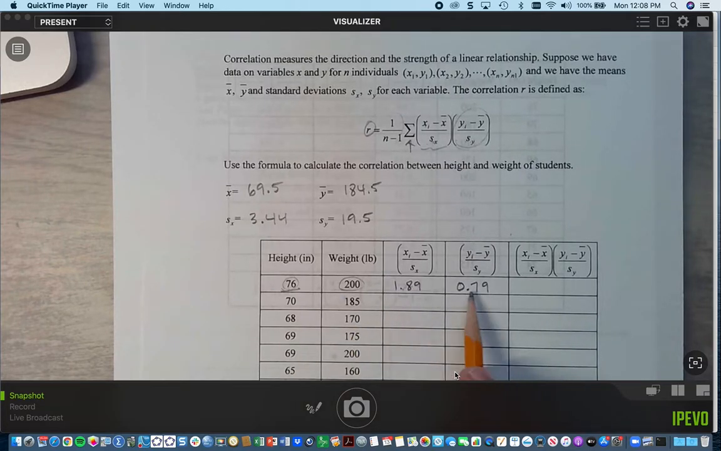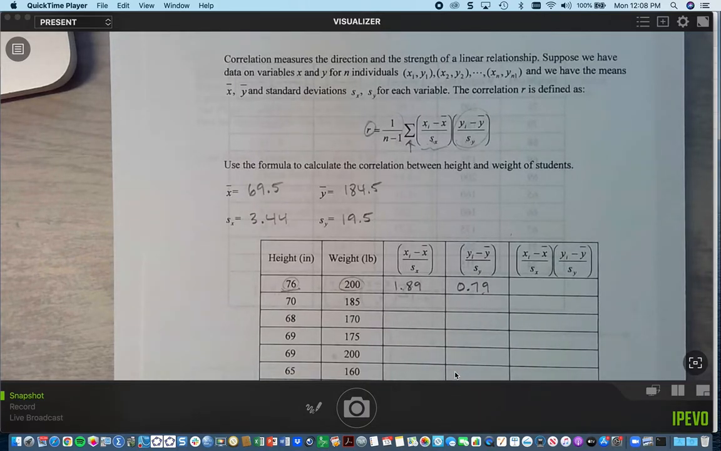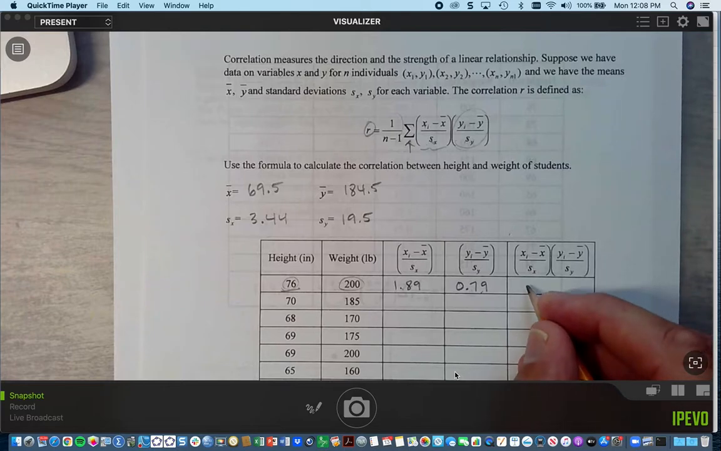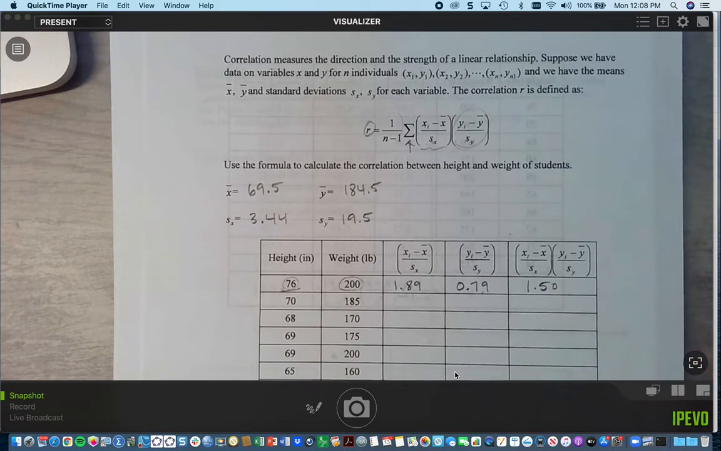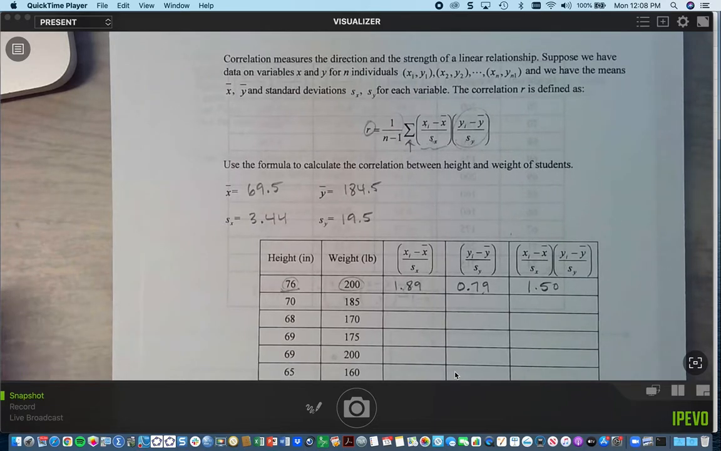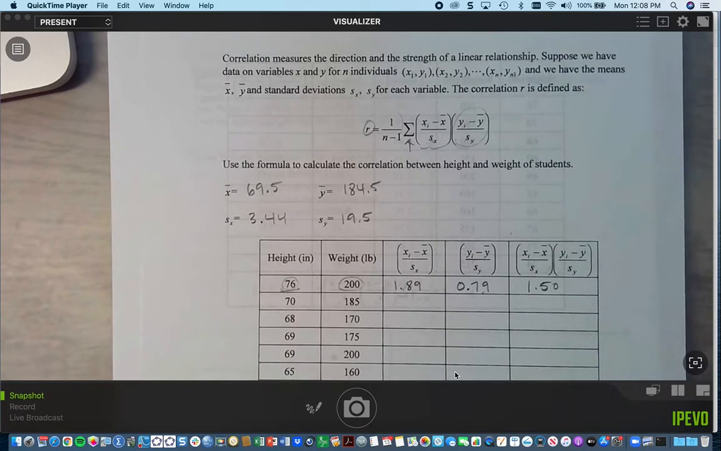All right, and then the formula says to take those two values and multiply them together. So if I do that, take this one value and multiply by the other value, we get about 1.5. Okay? All right, and then we want to do that for every single one of these ordered pairs. Okay, and then I've done that on the next page for you.